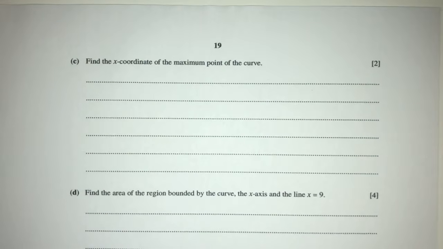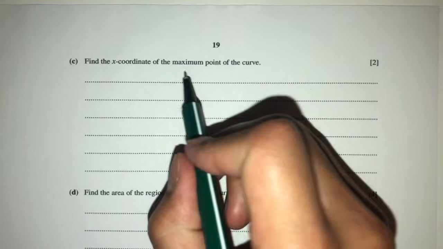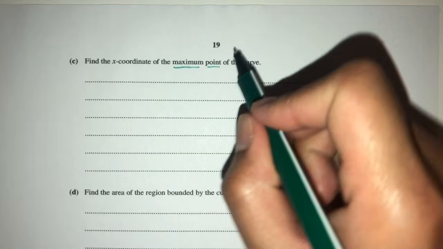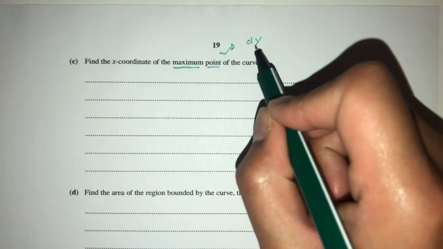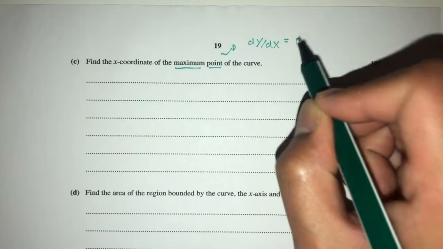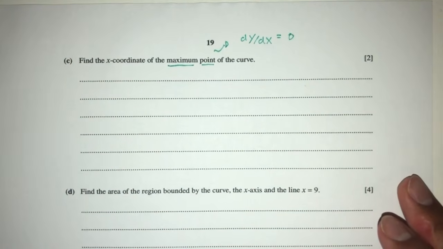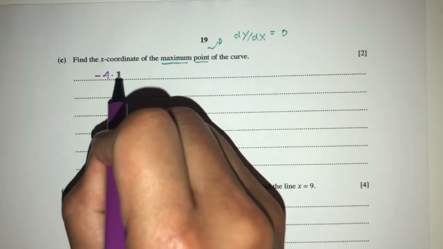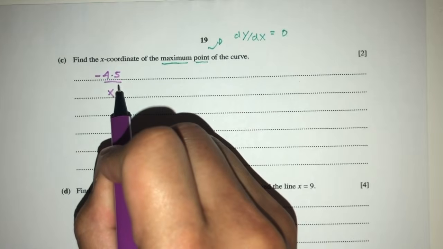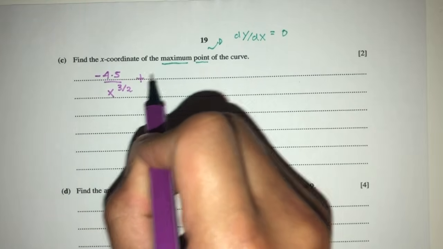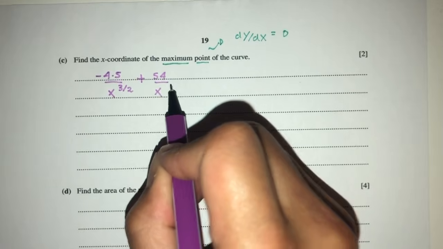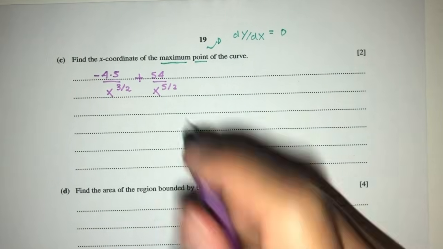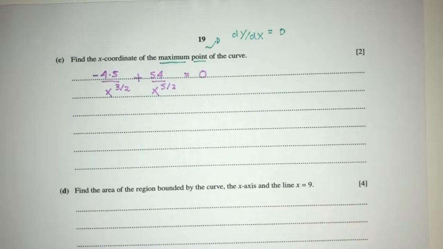Okay, so let's move on to part C of the question. So here I have to find the x value of the maximum point of the curve. So whenever you see maximum point or minimum point, we understand that we have to find dy/dx equal to 0. So as we have seen before, dy/dx was found to be minus 4.5 over x^(3/2) plus 54 over x^(5/2), right? And we have to equate that to 0 at the maximum point.